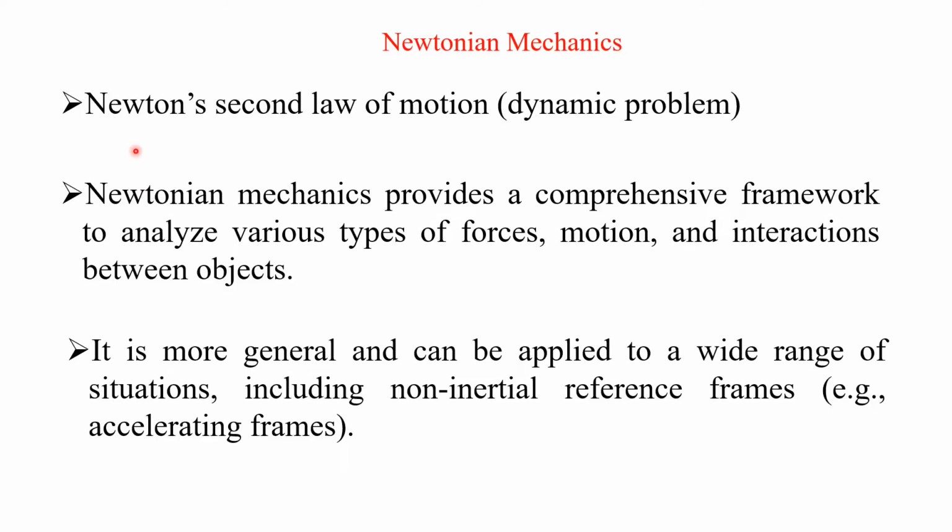Newtonian mechanics. We know Newton's second law of motion, which is F equal to ma, is a dynamic problem. Newtonian mechanics provides a comprehensive framework to analyze the various types of forces, motions, and interactions between the objects. It is more general and can be applied to a wide range of situations, including non-inertial frames. That is, your reference frame may be inertial or non-inertial. Non-inertial means an accelerating frame. You can apply this to an accelerating frame also. With this understanding, we will move on to D'Alembert principle and Lagrangian formulation.